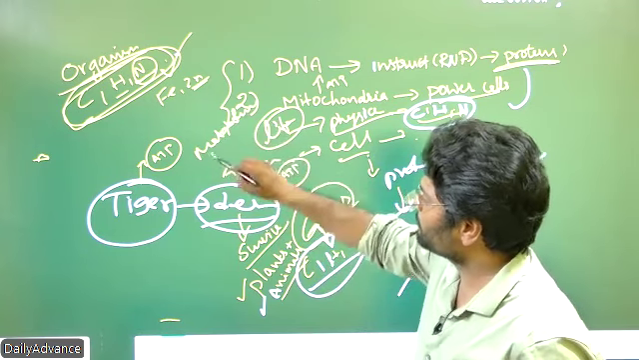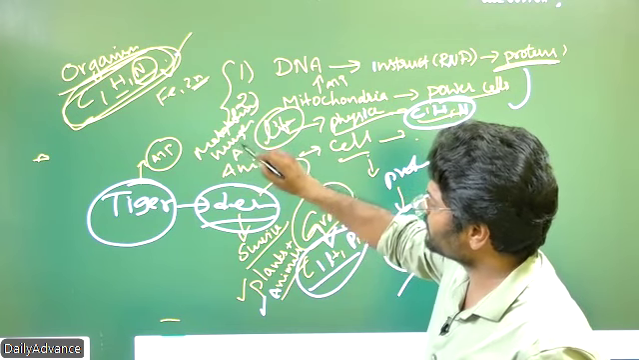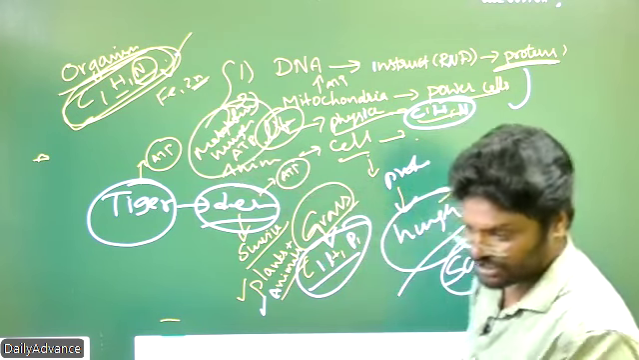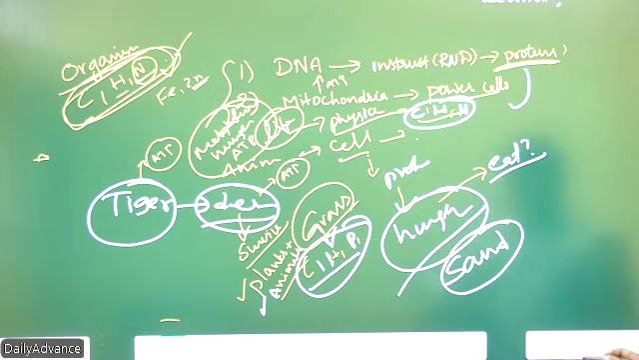So hunger, ATP, the prominence of DNA and everything. Understand? So now we will see how many types of cells are present in our body.